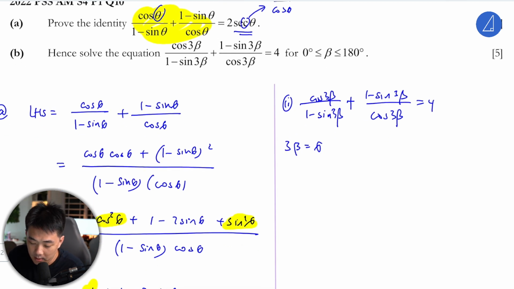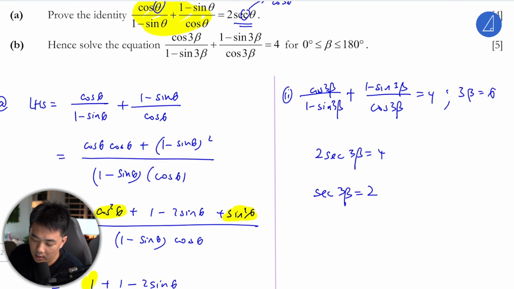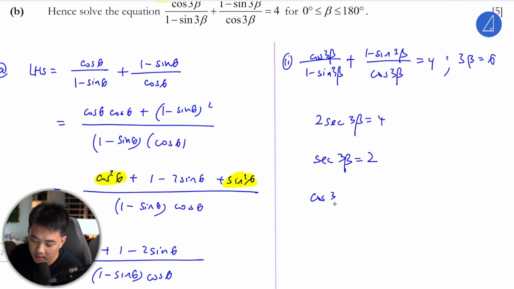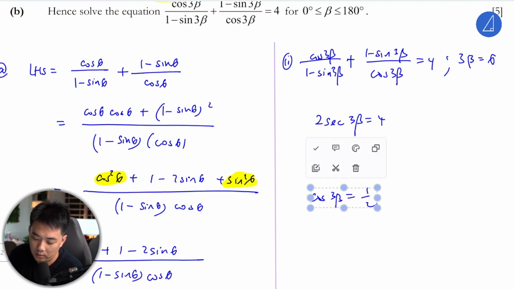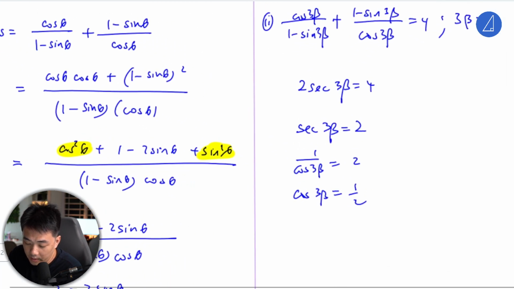So theta is equal to 3 beta. Essentially, the left hand side would just be 2 secant 3 beta equals 4. So secant 3 beta equals 2. You could see this as 1 over cosine 3 beta equals 2, then you take the reciprocal, so cosine 3 beta is 1 over 2. It works.